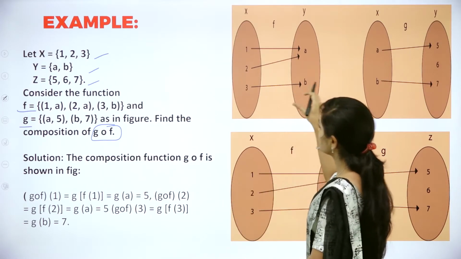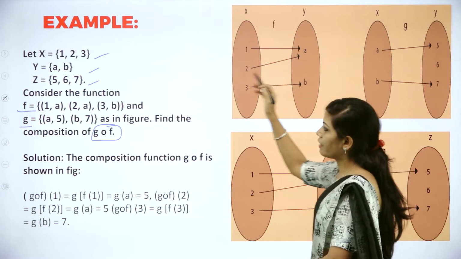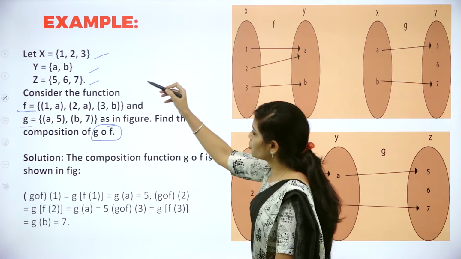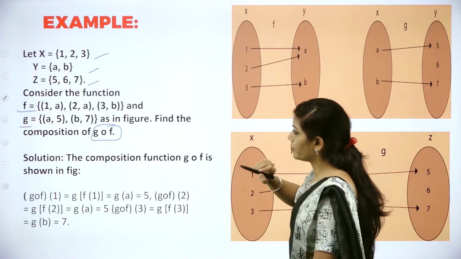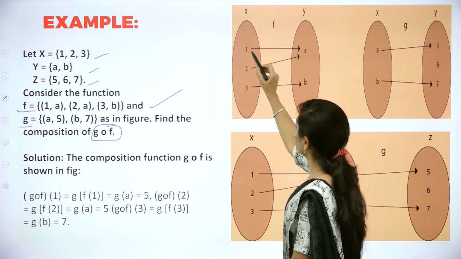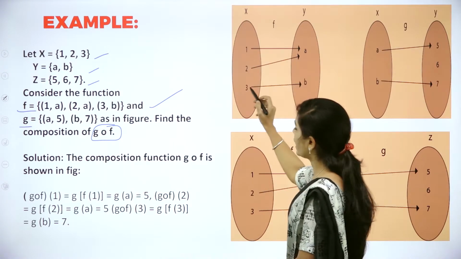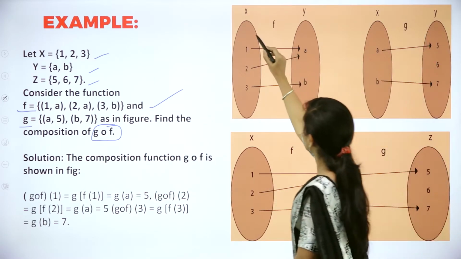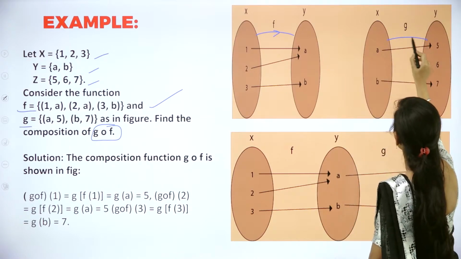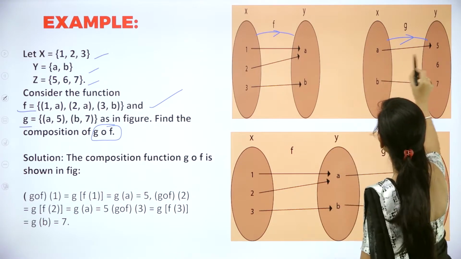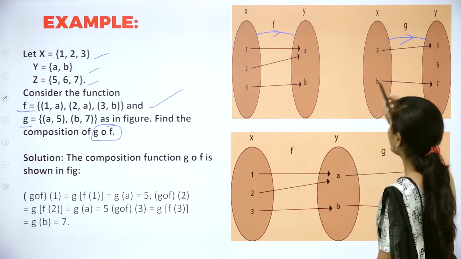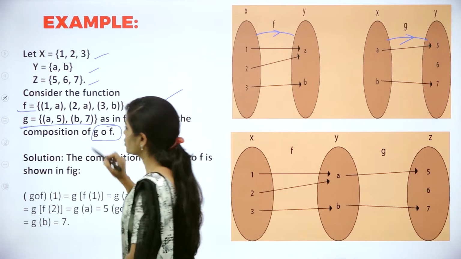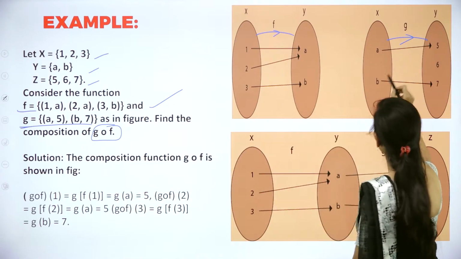So here first write the Venn diagram. I have three sets x, y, and z. In x I have 1, 2, 3, and in y I have a and b. For function f, I will connect 1 to a, 2 to a and 3 to b. This is f and this is function g. For g, a goes to 5 and b goes to 7.